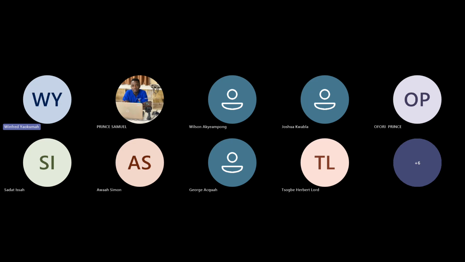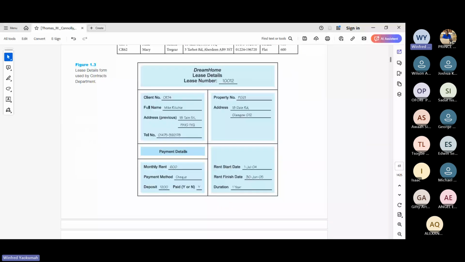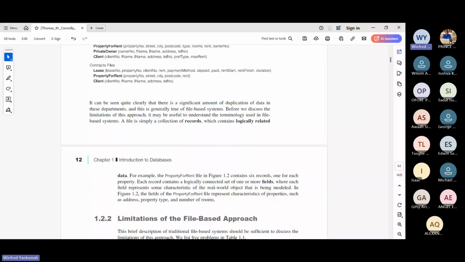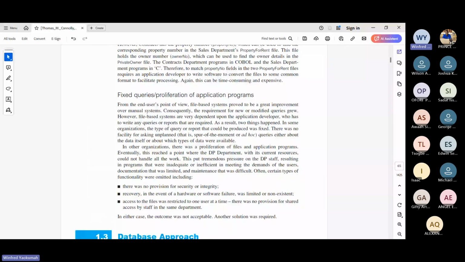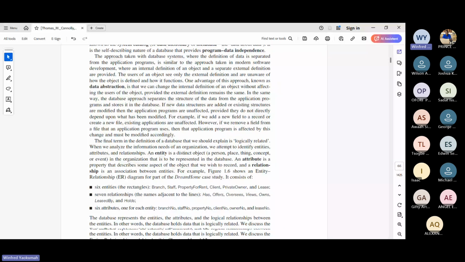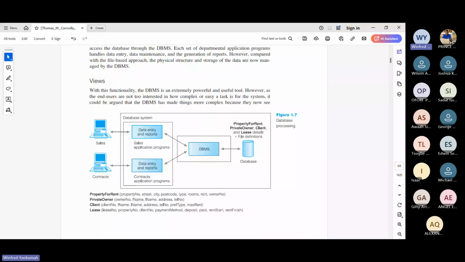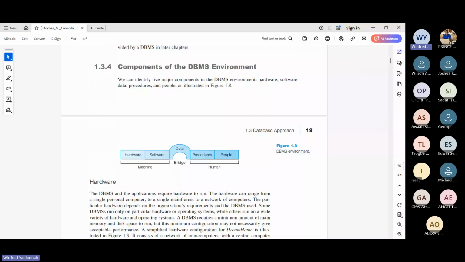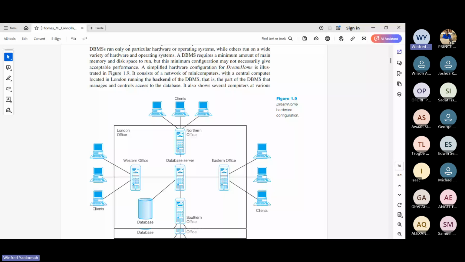Okay, so when we met last week, we talked about the file system, even looking at the traditional file system and its limitations, and then we went to look at the database approach. We discussed its advantages, and I think we ended by looking at the components of a database environment. There's hardware, software, data, procedures, and people.